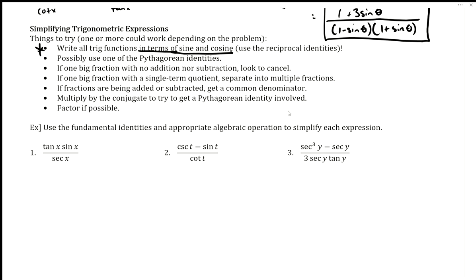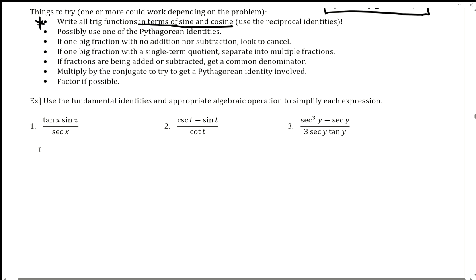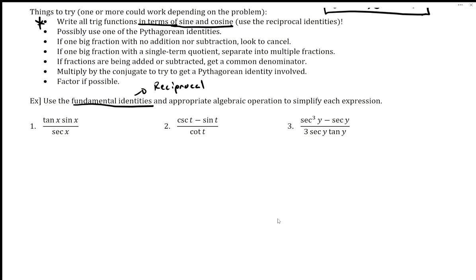If you want to, you could write all these down, or if you have this already printed out, you could read through these and that might help. But I'm going to show you what I mean, where I'm just saying let's try our best on these with just doing that first step and then continuing. So let's do that. It says use the fundamental identities and appropriate algebraic operations to simplify each expression. When they say the fundamental identities, they mean the reciprocal identities, and they also mean the Pythagorean.